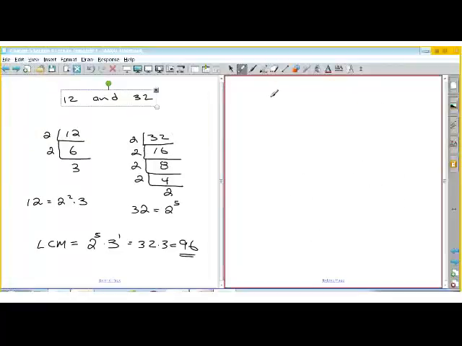And if I did it the brute force method, which I hope you wouldn't do, but I'm going to just to show you that it does actually work. These are multiples of 12.